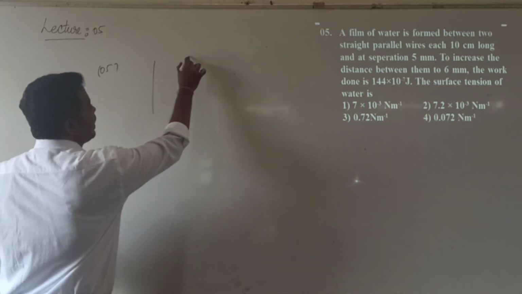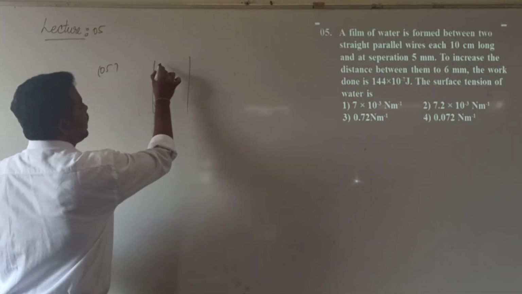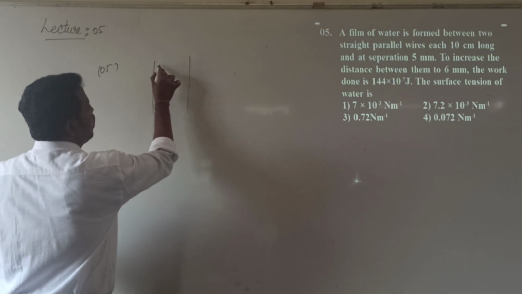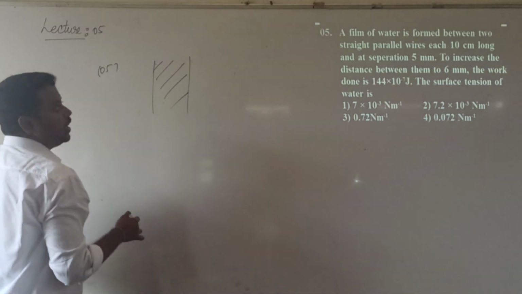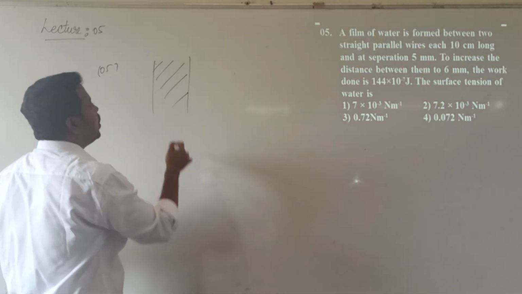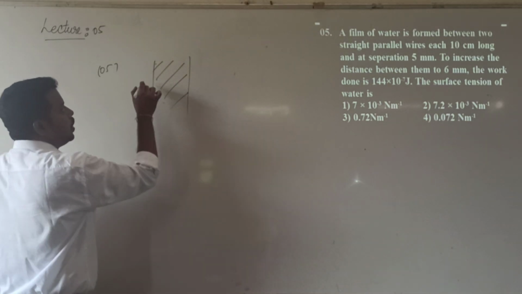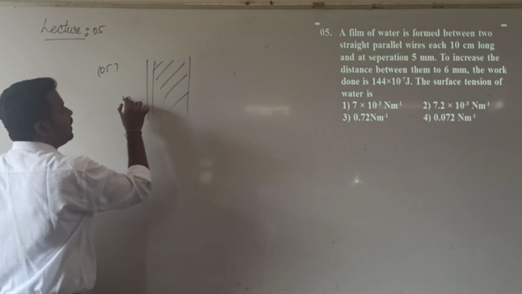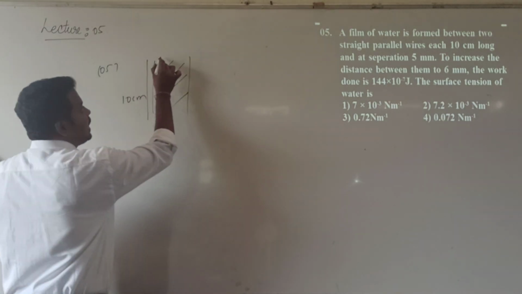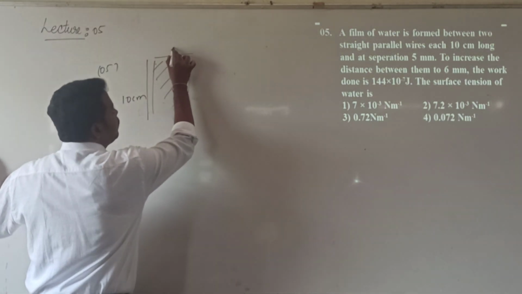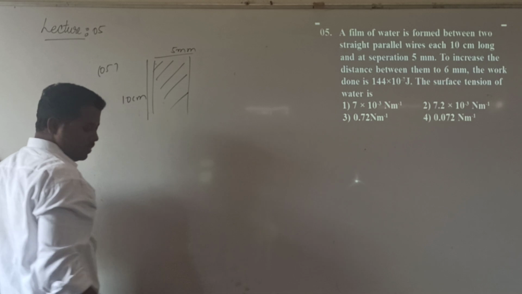Two parallel wires are there. Between these two parallel wires, a film of water is formed. The length of each wire is 10 centimeters, and the initial separation between the two wires is 5 mm. We discussed this.